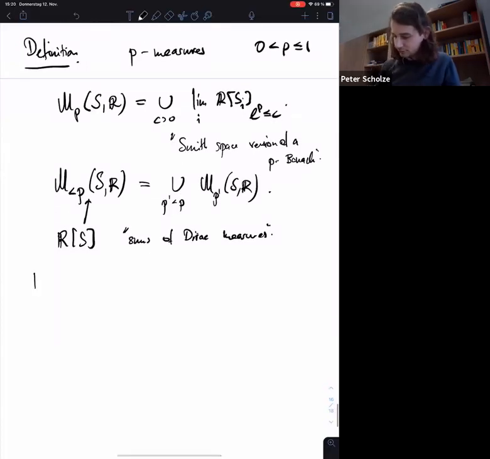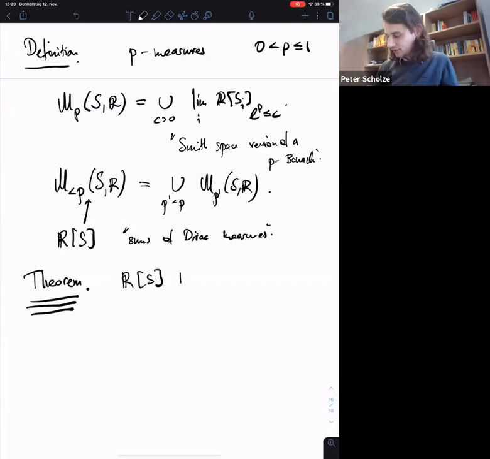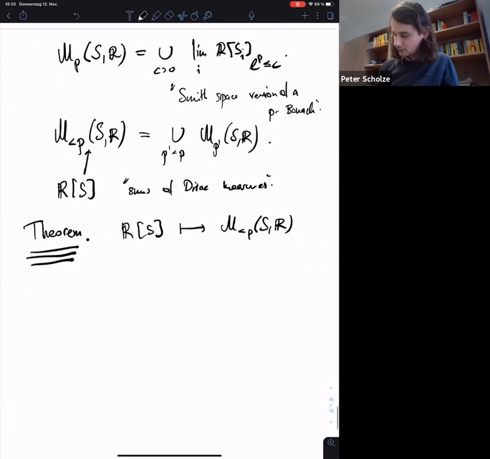And then the big theorem is that sending any of these guys to the space of less than p measures defines the functor L satisfying distance axioms.